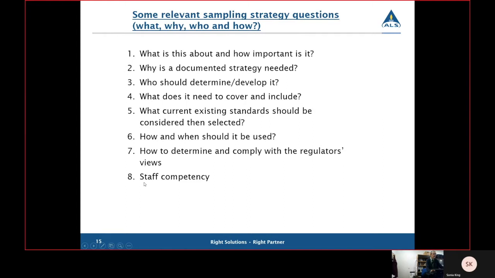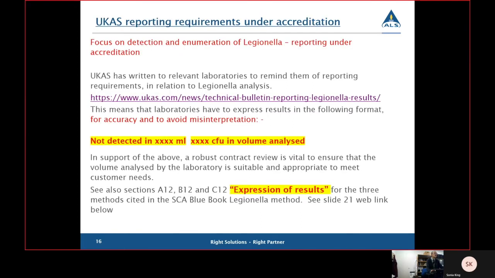And the key thing is staff competency. So in other words, you've got to make sure staff are trained, but if they only use something very infrequently, like an on-site test that they only use very, very infrequently and do on site, if you're not doing something on a regular basis, your competency might start to suffer.